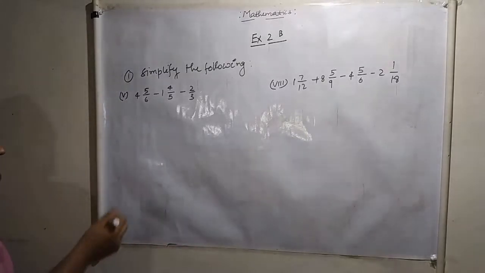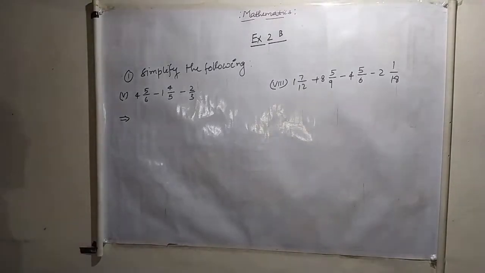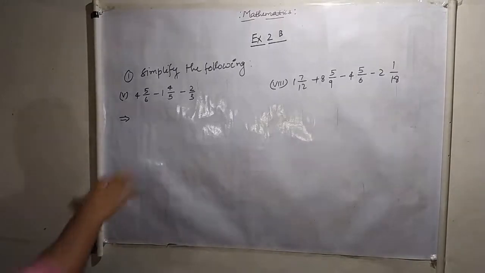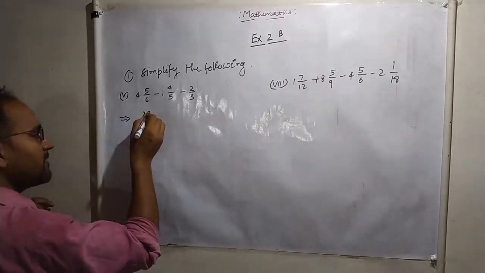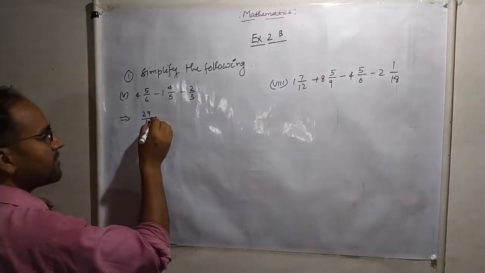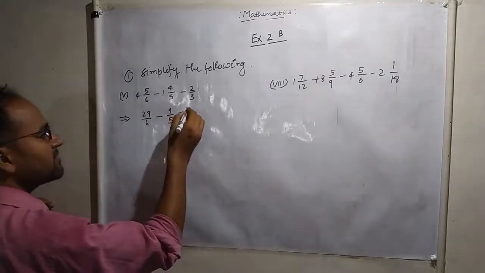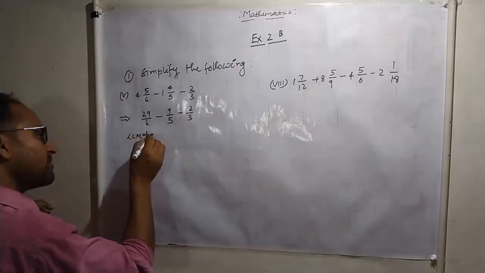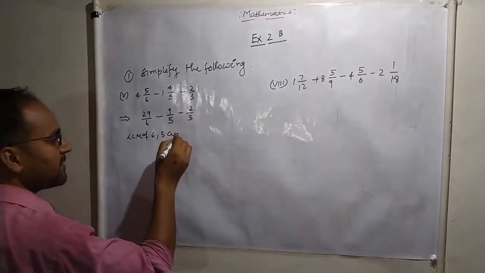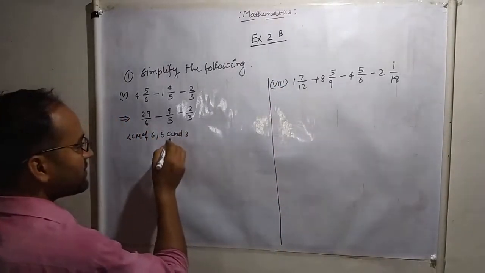Fifth number question. See this one, all are given in mixed fractions. So I'm going to change it into improper fractions. 6 4s are 24 plus 5, 29 upon 6 minus 5 1s are 5 and 4, 9 by 5 minus 2 by 3. Here you will take the LCM of 6, 5 and 3. It is very easy, students. LCM of 6, 5 and 3.